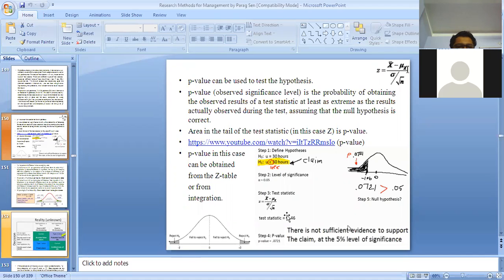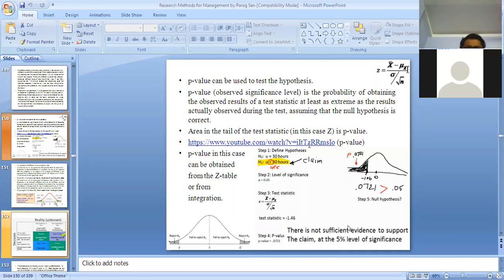And so what will be your conclusion? Your test statistic lies in this region, fail to reject null hypothesis. So your ultimate conclusion will be there is not sufficient evidence for your research hypothesis or alternative hypothesis, and you do not reject the null hypothesis. This will be your conclusion. So this is the test statistic.